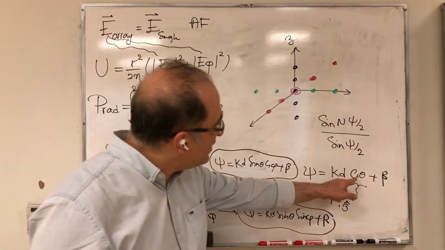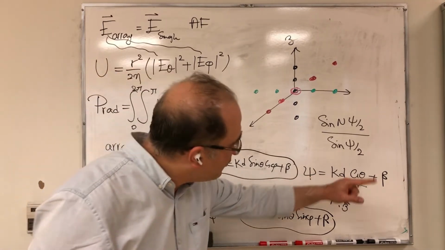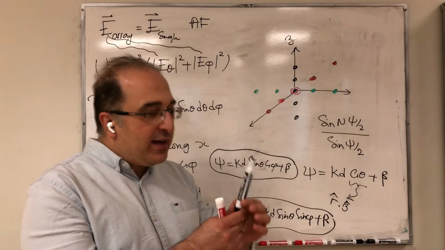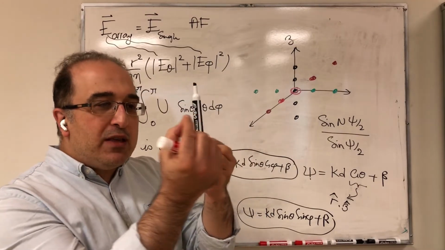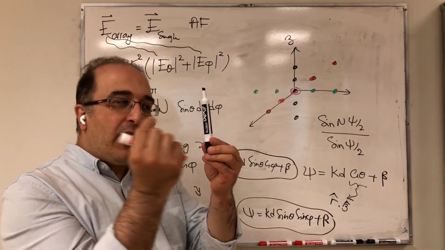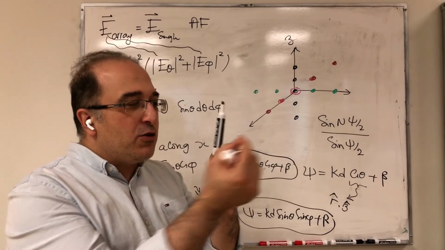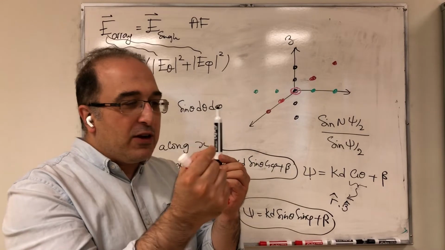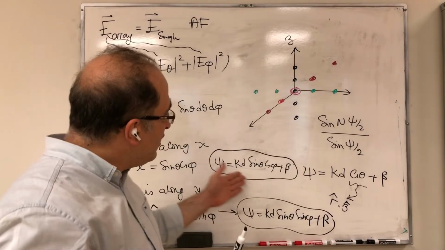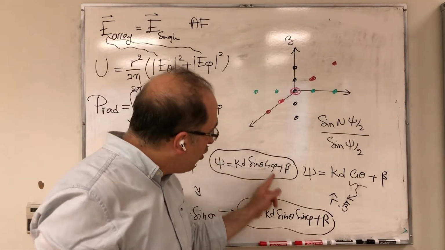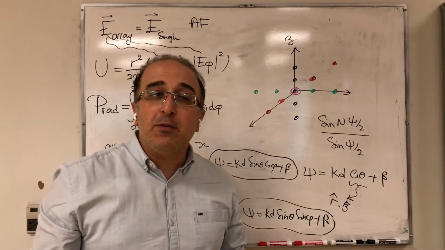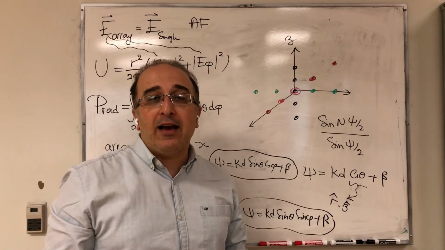And remember that in this expression, I don't have phi, because if my array is along the z-axis, phi means going around the array. And as you go around the array, nothing changes. Essentially you're looking at the same thing when you are here or here or here. But when you are along x, all of a sudden you start having dependency on the phi angle as well.